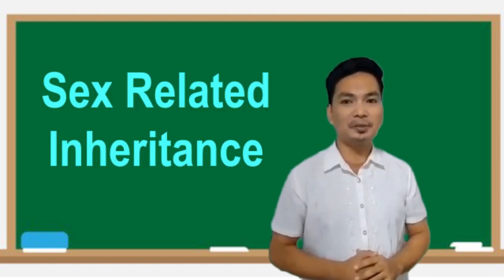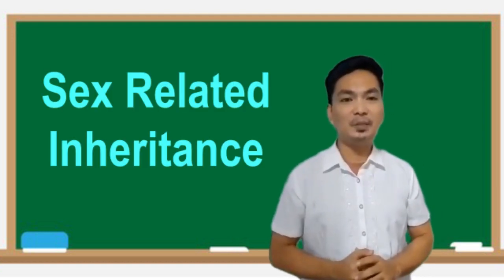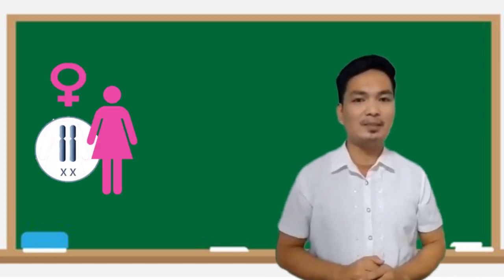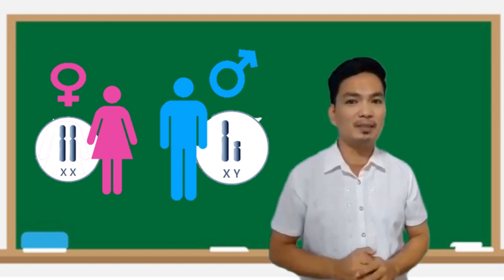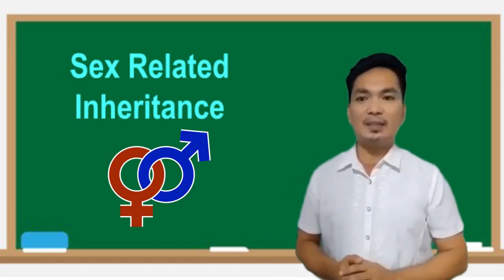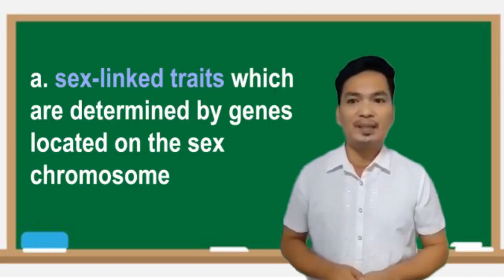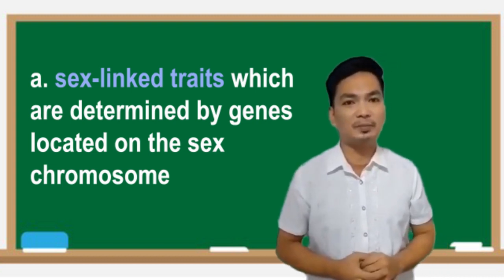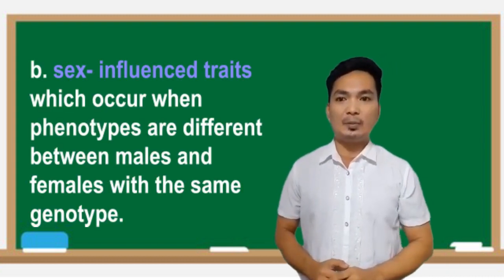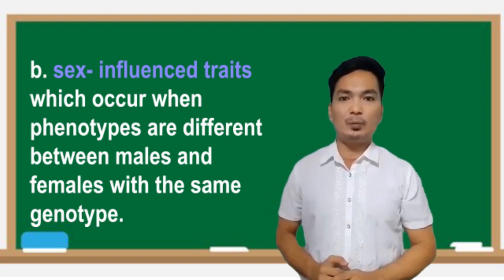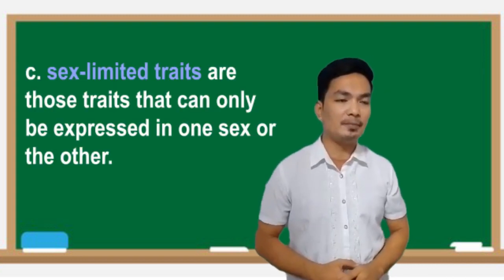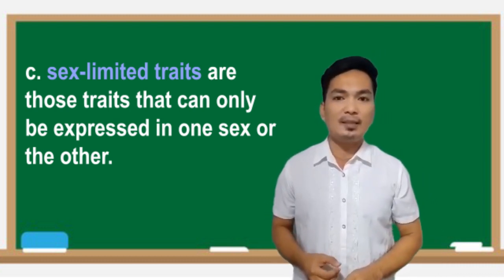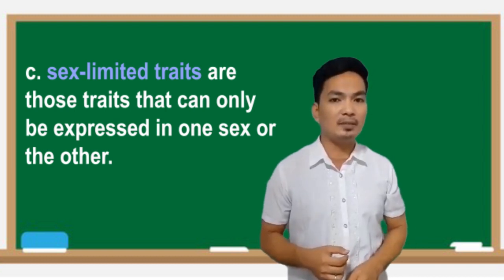Some traits are controlled by sex-related inheritance. In humans, sex is determined by XX chromosomes for females and XY chromosomes for males. Sex-related inheritance can be categorized in 3 ways. A. Sex-linked traits, which are determined by genes located in the sex chromosomes. B. Sex-influenced traits, which occur when phenotypes are different between males and females with the same genotype. And C. Sex-limited traits, which are those traits that can only be expressed in one sex or the other.